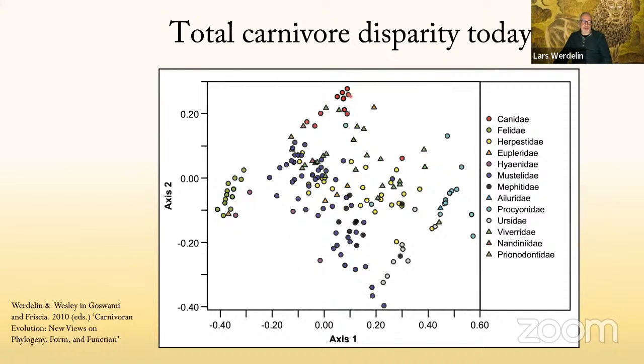And on the second axis, the vertical axis, we have animals that have a full complement of premolars, like canids, long snouts with all of the premolars. And down here, we have animals that have reduced premolars, like some mustelids and the bears, which are these gray things here. Bears are very strongly molar dominated. These axes are interpretable and can be used to look at carnivore disparity in the past. And that's what we did.